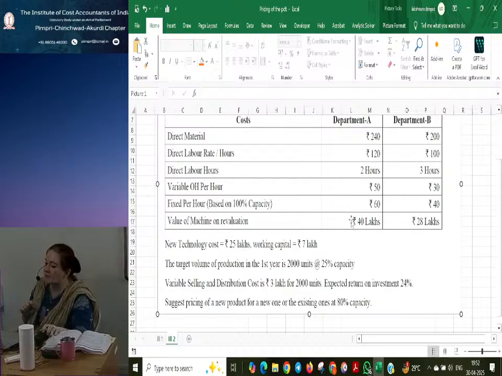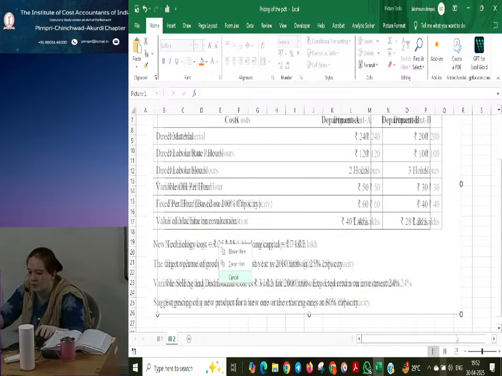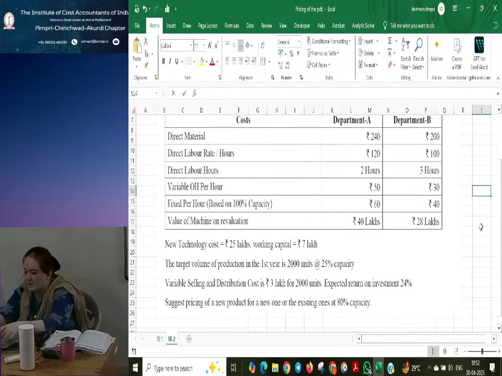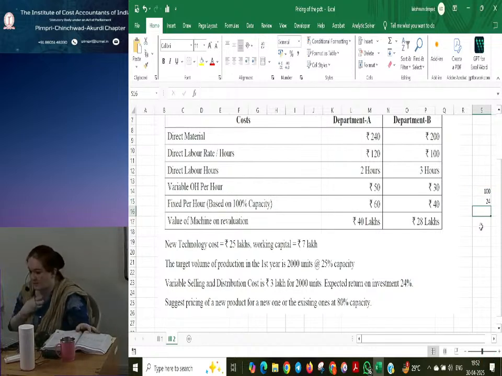Expected return on investment is 24%. So what is your expected return on investment? The investment that we were talking about is 40 plus 28 plus 25 plus 7. On this you are expecting a 24% return, which is 24 lakhs, the return that is expected on investment.